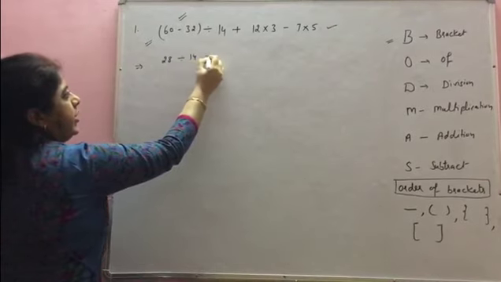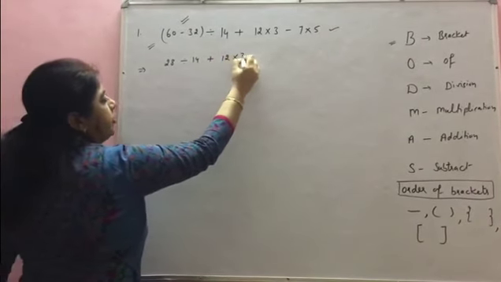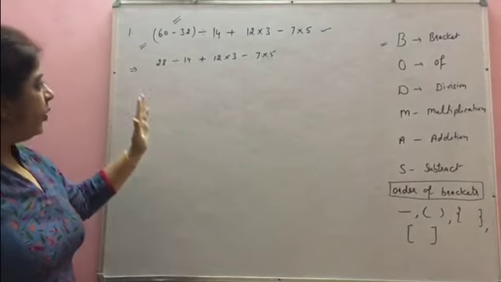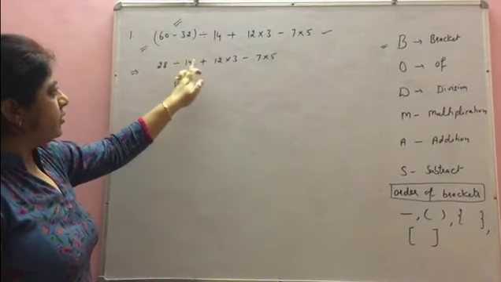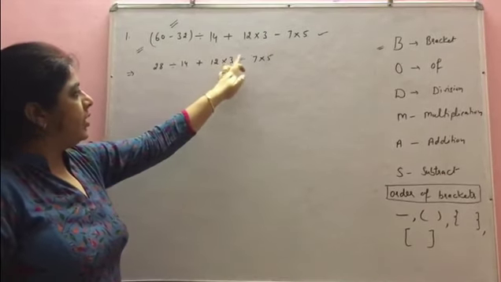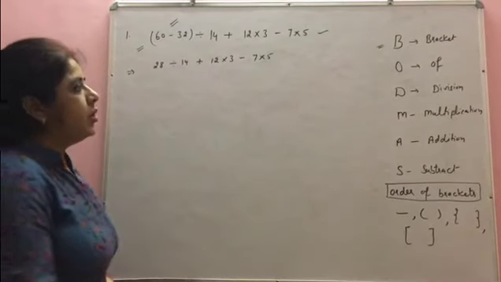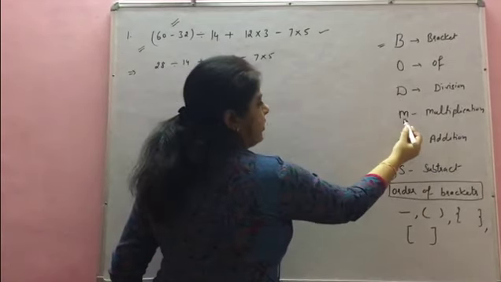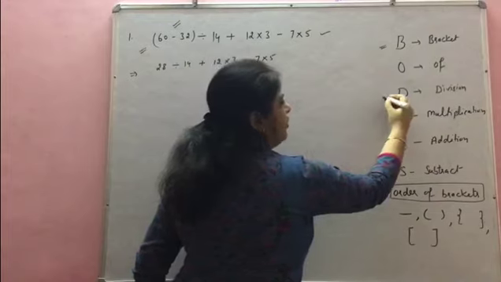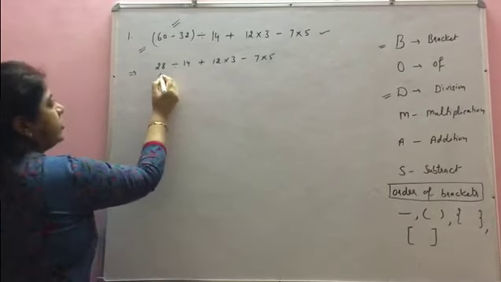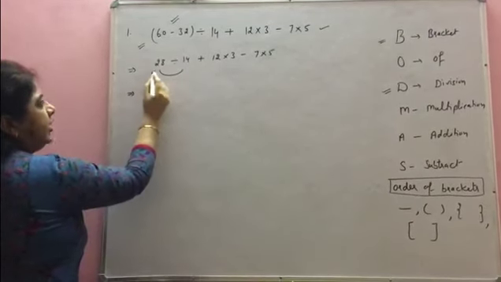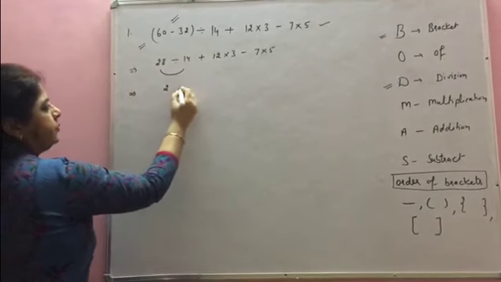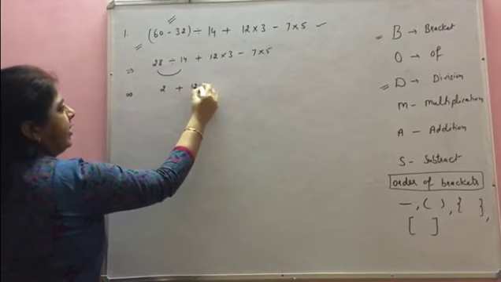This is 14 plus 12 into 3 minus 7 into 5. Now we have this expression with the signs division, plus, multiply, minus and multiply. Now see, of is not there. Now division, multiply, addition and subtraction. What will be solved first? Division. So we will solve these two. What would be the answer? 28 divided by 14 is 2. Keep the rest of the part the same.